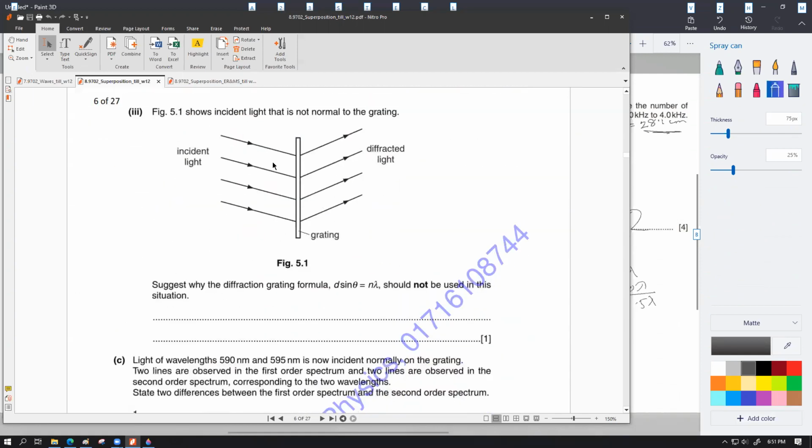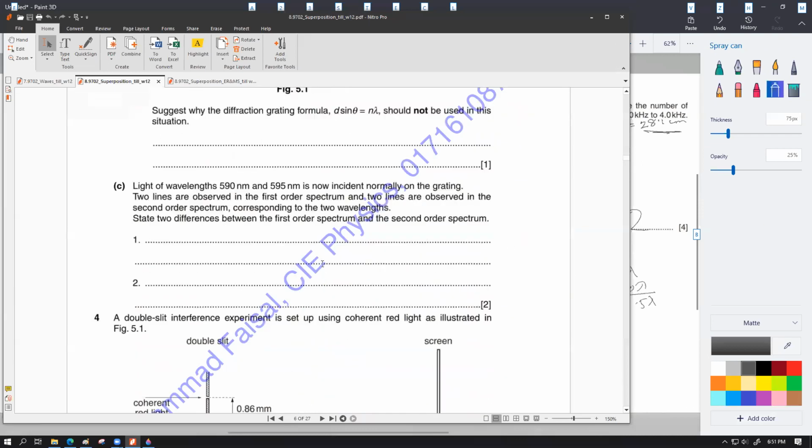Have a look. This is a diffraction grating and the incident light is not falling perpendicular to the grating. So you cannot directly use this formula, d sin theta equals n lambda. Why should the diffraction grating formula d sin theta equals n lambda not be used in this situation? The answer is a very simple thing. The incident rays are not falling perpendicularly onto the diffraction grating. That's it.